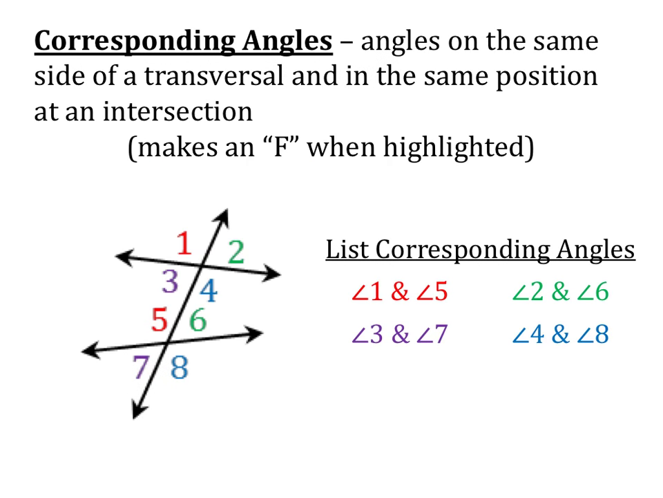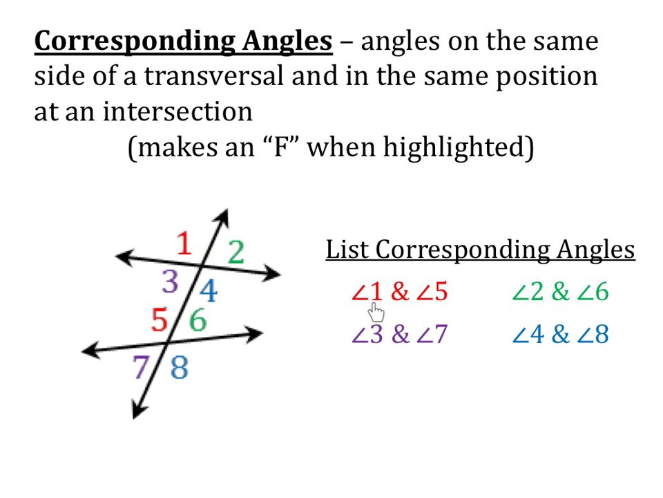All right, so there are 4 different pairs of angles we can identify. The first is corresponding angles. These are angles on the same side of a transversal and in the same position at an intersection. And to help you, you can make an F when you highlight it.